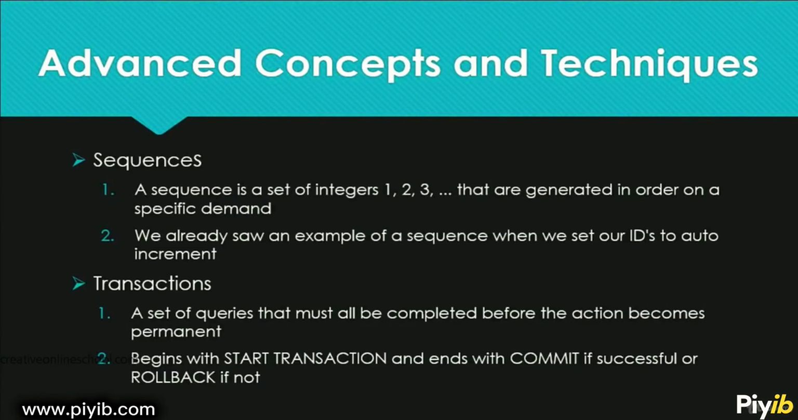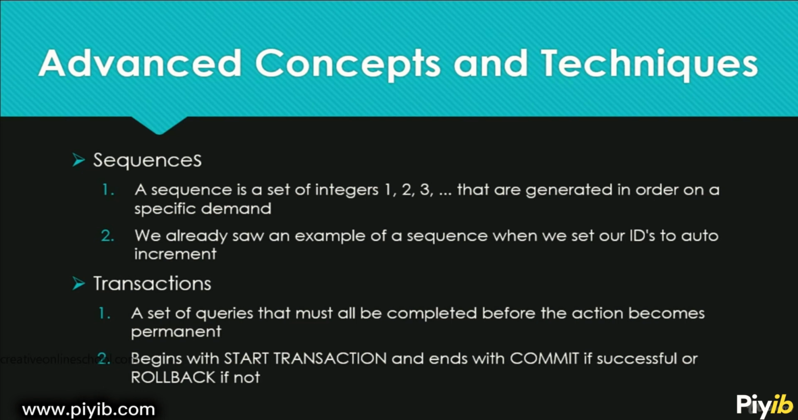Hello, and welcome to the last video in this lesson. In this video, we're going to cover sequences and transactions. A sequence is a set of integers, such as 1, 2, 3, that are generated in order on a specific demand. We already saw an example of sequences when we set our IDs to auto-increment in our tables. They go up by 1 automatically. That is, in fact, the most common type of sequence.